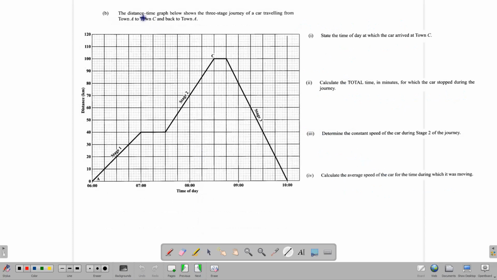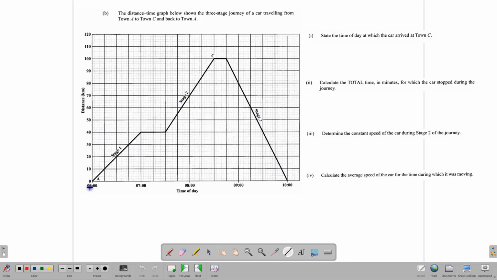Here we have the distance time graph below shows the 3-stage journey of a car traveling from town A to town C and then back to town A. So remember, we said a slanted line means that the car, in this case, is moving. The flat line means it has stopped. The slant line means it's moving again. The flat line means it has stopped. And then this line coming back means that the car is returning to where it came from. So it's moving here, it's moving here, and it's moving here. All right, let's try to answer our questions now.